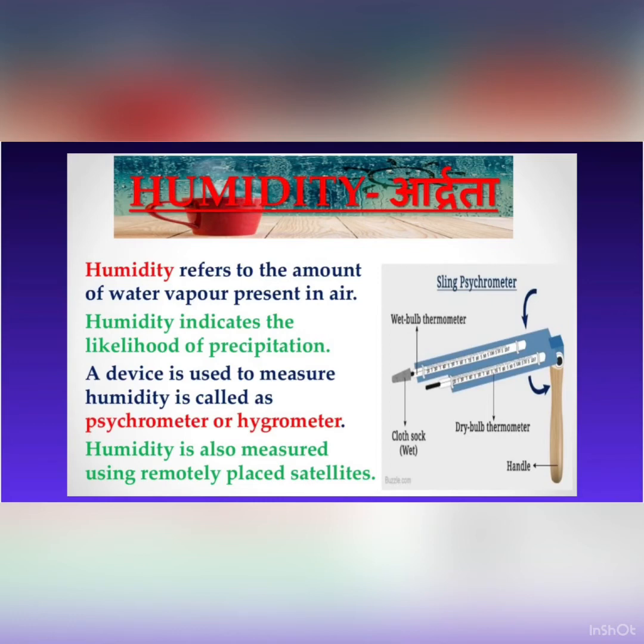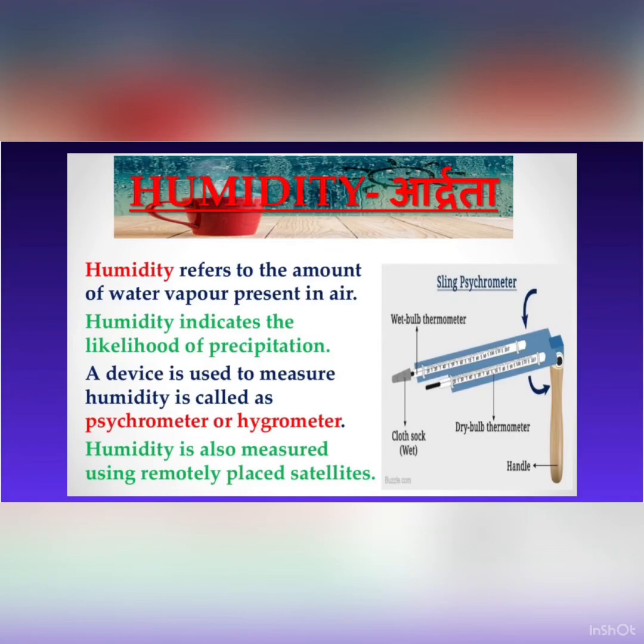Now we will discuss humidity. Humidity is the amount of water vapors that exist in the air. As the humidity increases, the chances of rainfall increase, whereas if the humidity decreases, the chances of rainfall decrease, and it can be measured by using an instrument known as hygrometer.